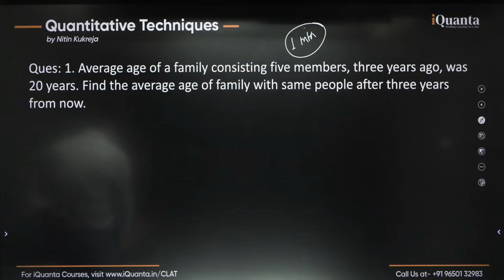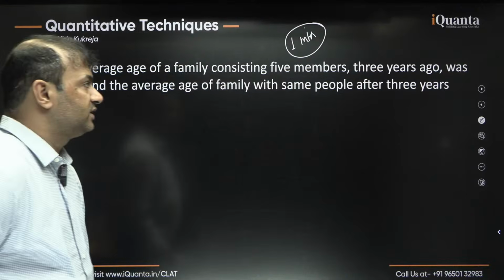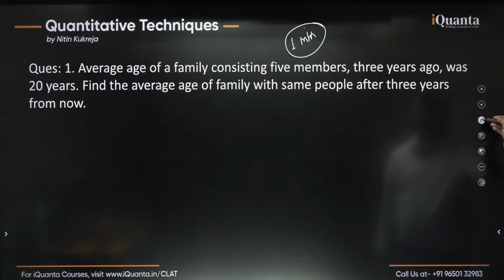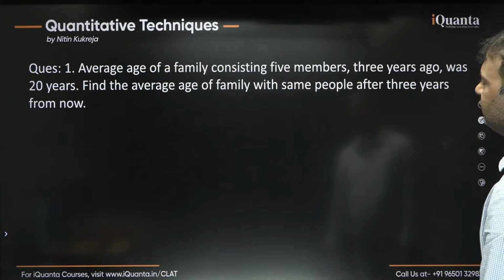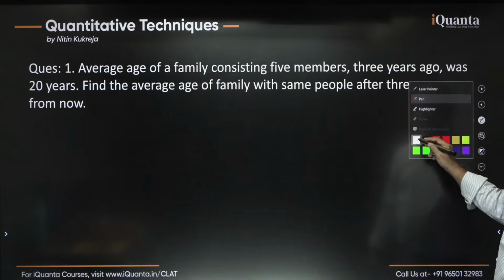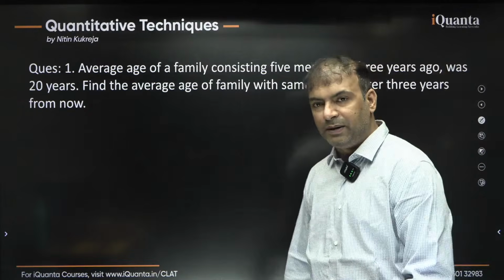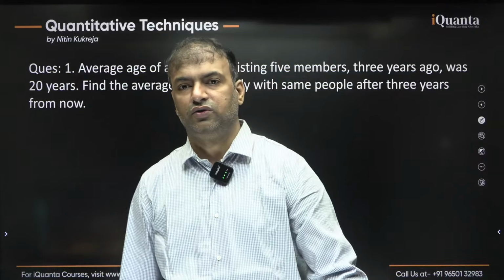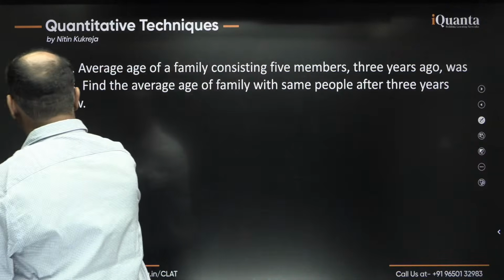Yes, Asha, that's the right answer. It was a simple question indeed. The question says that the average age of a family consisting of 5 members 3 years ago was 20 years. Find the average of the family with the same people after 3 years from now, right? So they have given the data of 3 years in the past, and they're asking the question for 3 years in the future, right? Okay, let me write this quickly.